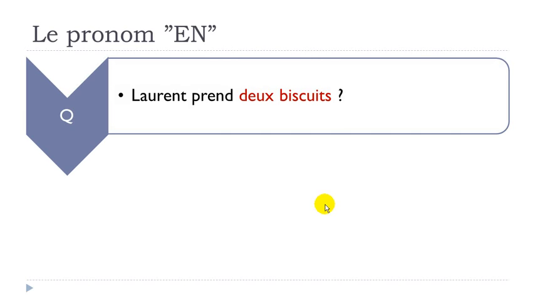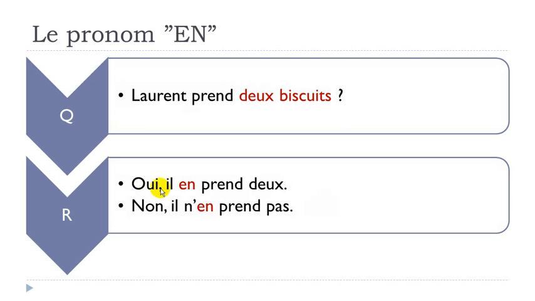Laurent prend deux biscuits. Oui, il en prend deux. Okay, so in that case, you've got to put the amount. Il en prend deux. So it would be the same if you would have trois biscuits, three. In that case, you would put oui, il en prend trois. But then keep in mind that if you put the negative answer, non, il n'en prend pas, you don't need to state the amount. Okay, il n'en prend pas.